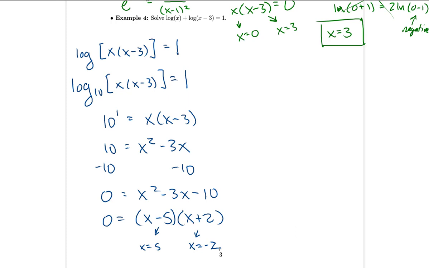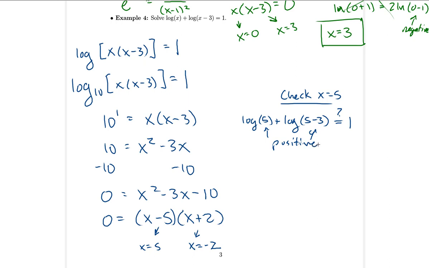Those are just our candidates, right? But we got to check them out. So let's check x is equal to 5. See how that turns out. So I'm checking it back in the original, right? The very original. So log of 5 plus the log of 5 minus 3, right? Is that going to equal 1? Well, the answer is yes, that is going to equal 1 because they're both positive, right, inside the logarithm. So that's going to check out just fine.